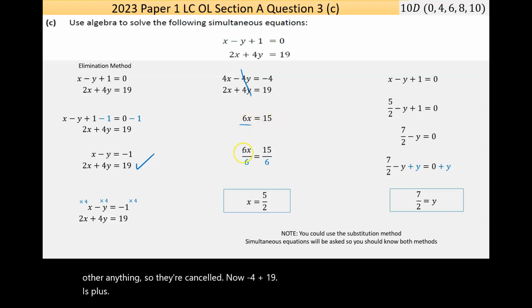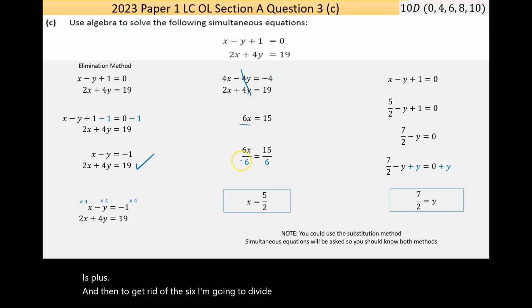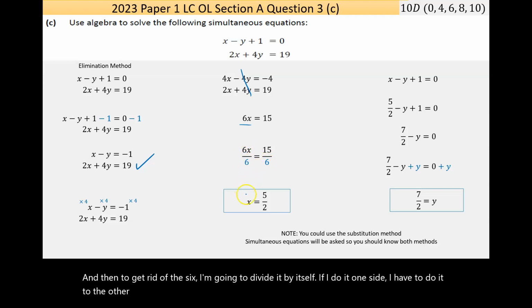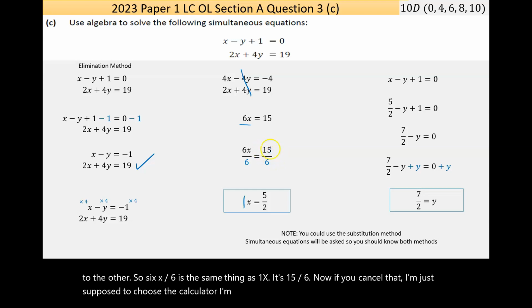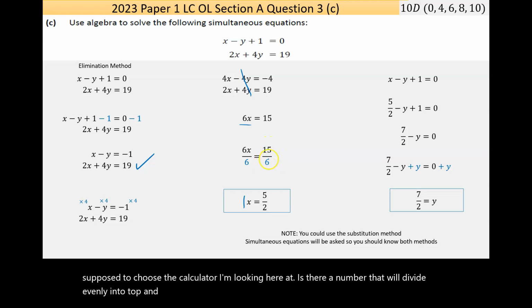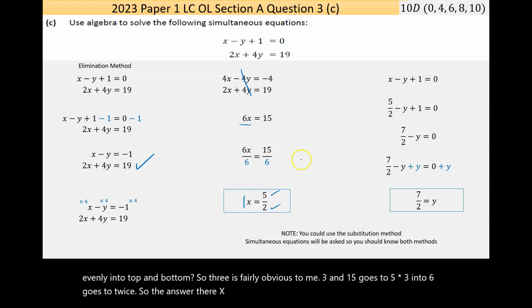Now then, to get rid of the 6, I'm going to divide it by itself. If I do it to one side, I have to do it to the other. So 6x divided by 6 is the same thing as 1x. It's 15 divided by 6. Now, if you cancel that, suppose you could use the calculator. I'm looking here at, is there a number that will divide evenly into top and bottom? So 3 is fairly obvious to me. 3 into 15 goes 5 times. 3 into 6 goes twice. So the answer there, x is 5 over 2.